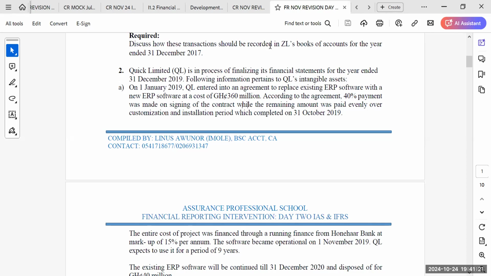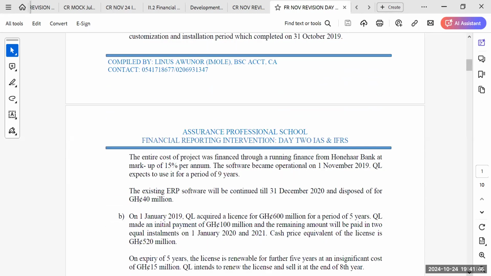That the software has taken 10 months to be ready for use, and they have taken money from a bank to finance the purchase. So the interest for the 10 months, instead of being taken to profit or loss, should be added to the initial cost of the asset, because during that period the asset is still not ready for use. That is what I want you to open your mind to. Apart from that one, I'm leaving that one for you.